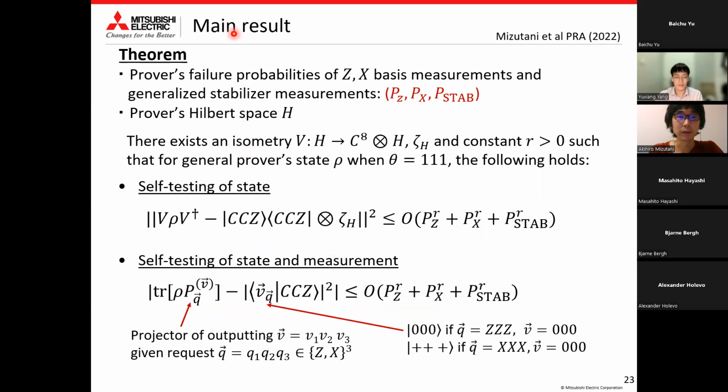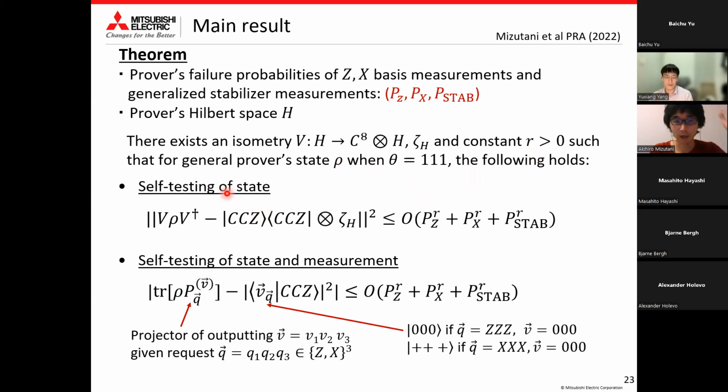Now I explain our main result, the theorem. The failure probabilities of the Z and X basis measurements and the generalized stabilizer measurements are denoted by these parameters, and we denote the prover's Hilbert space by H. In this setting, there exists an isometry V, some quantum states theta, and a constant R, such that for any general prover state rho, the following two statements hold.